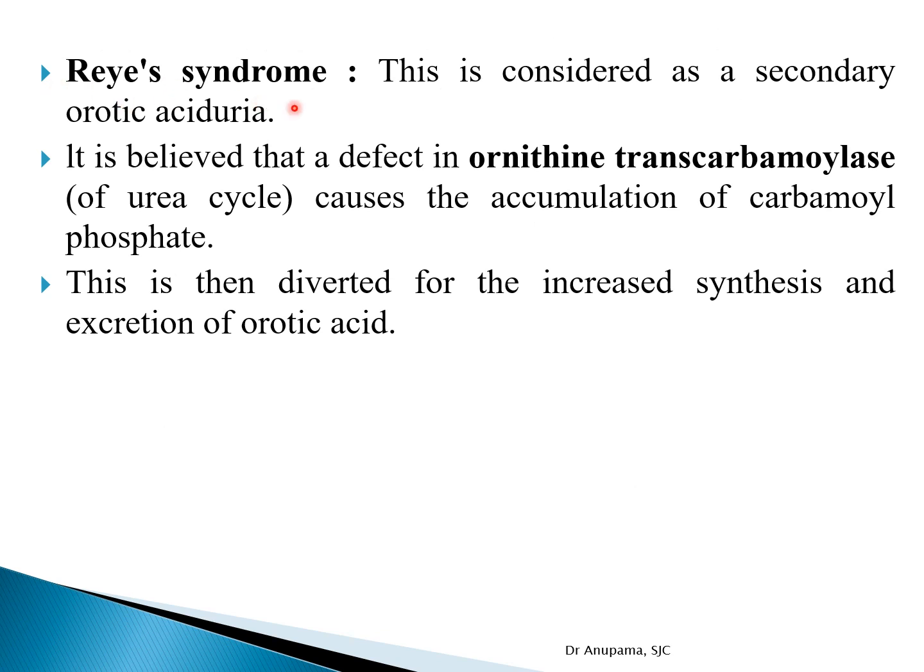Then we have Reye's syndrome. This is considered as a secondary orotic aciduria. It is believed that there is a defect in ornithine transcarbamylase of the urea cycle, where carbamoyl phosphate is used. So this leads to accumulation of carbamoyl phosphate in the urea cycle that is diverted here, and increased synthesis of orotic acid will be taking place, and thereby you see orotic acid in the urine.